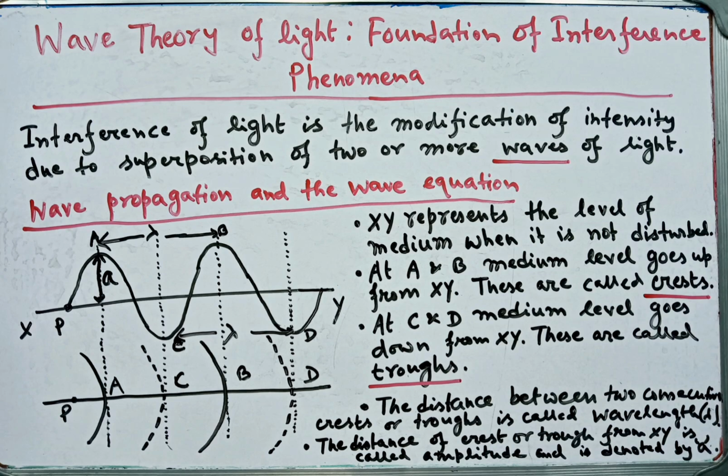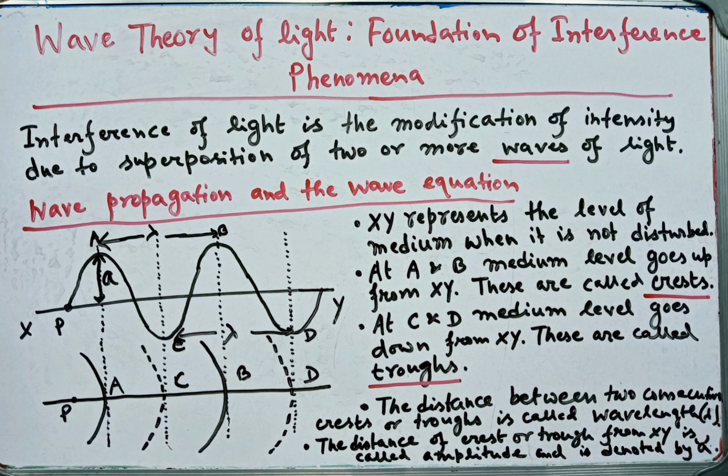Now today I am going to discuss the wave theory of light, which is basically the foundation of interference phenomena. Now what is interference? Interference of light is the modification of intensity due to superposition of two or more waves of light. Now to understand this we need to know how a wave propagates and how we can write a wave equation. Now let's take one example to understand this.